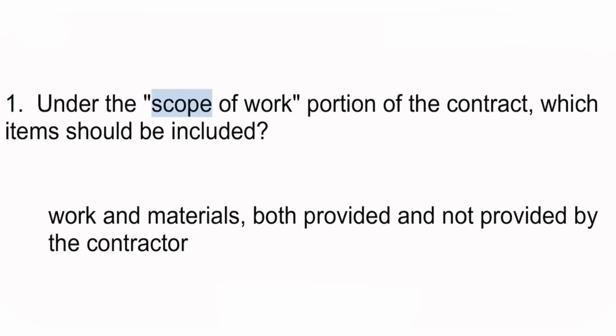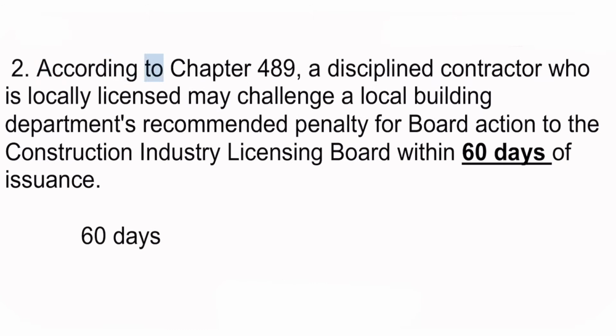1. Under the scope of work portion of the contract, which items should be included? Work and materials, both provided and not provided by the contractor. 2. According to Chapter 489, a disciplined contractor who is locally licensed may challenge a local building department's recommended penalty for board action to the Construction Industry Licensing Board within 60 days of issuance.